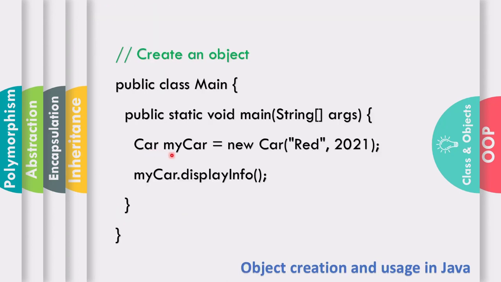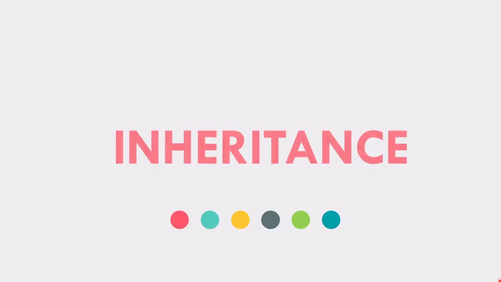The Car class has an object called myCar. Using the new keyword, the myCar object is created. Using the constructor, the values for the color and the year are passed to the myCar object. Using the displayInfo method, the myCar object will display the color and the year of the car.